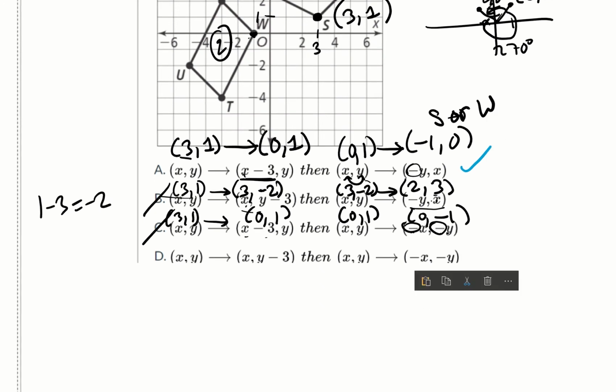So it looks like we definitely have a contender. It's going to be A. And I'll have you verify that it's not D.